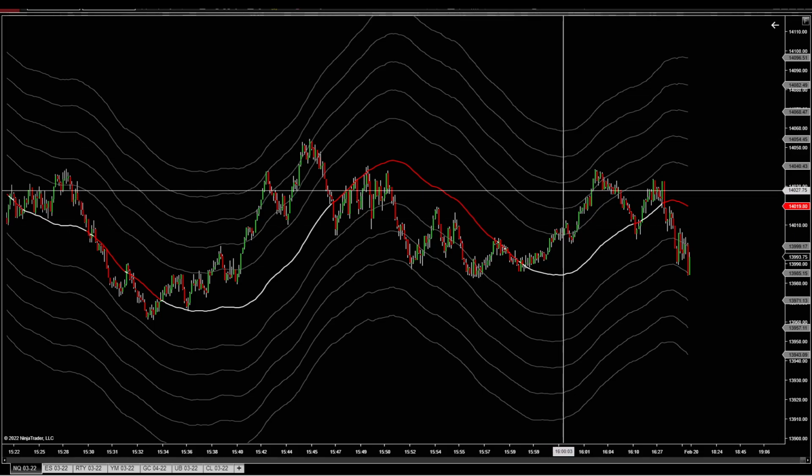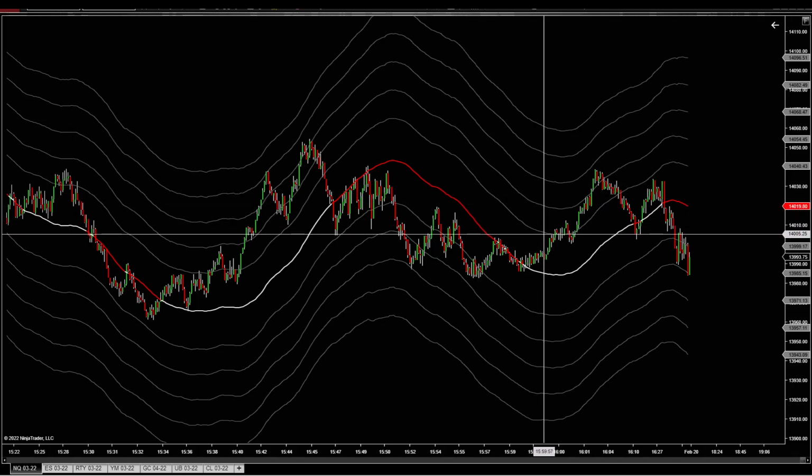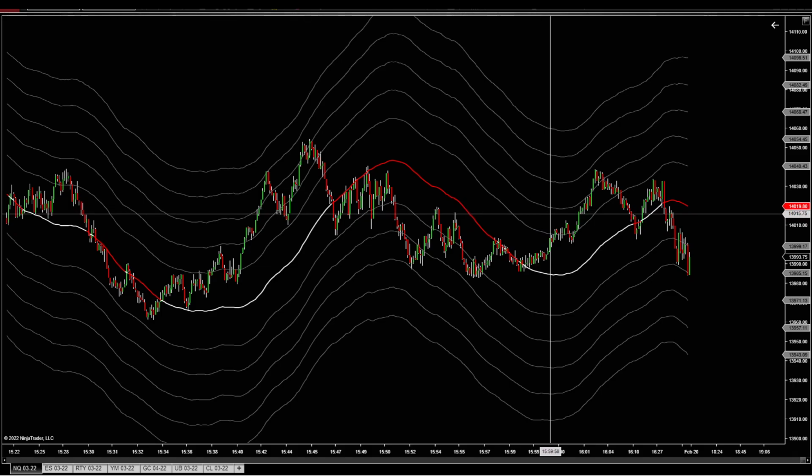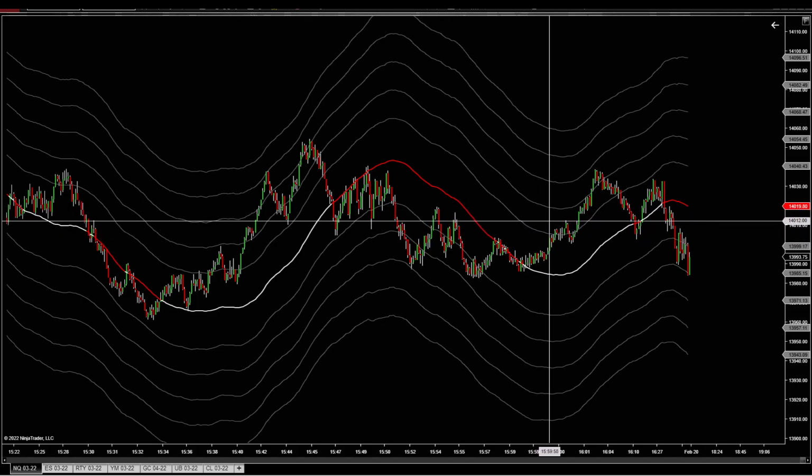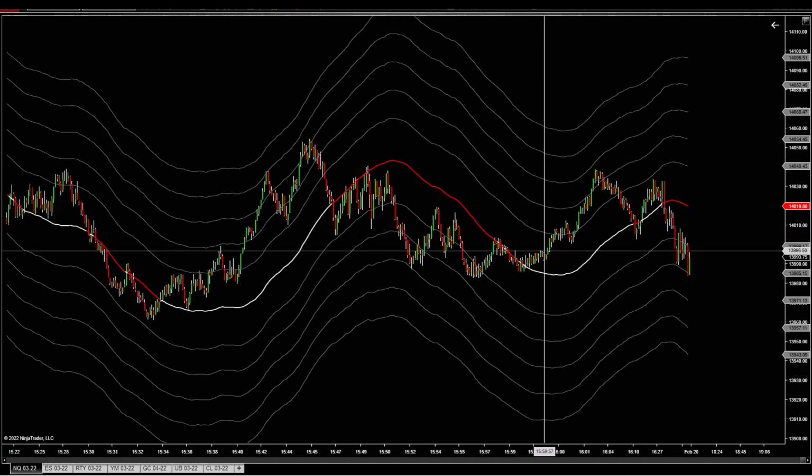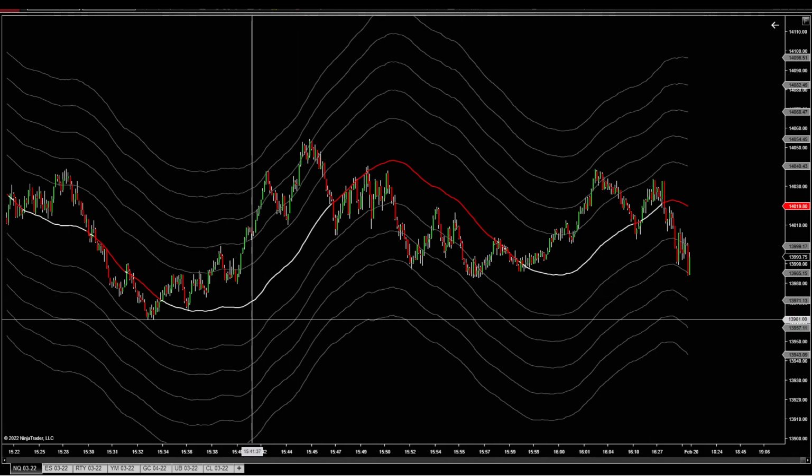Now these can be adjusted. I have them set at a level that I like, but you can adjust these to where they're a little bit further out. And if your trading is different than mine, then you can adjust them. You can make them tighter. So let's just give an example.